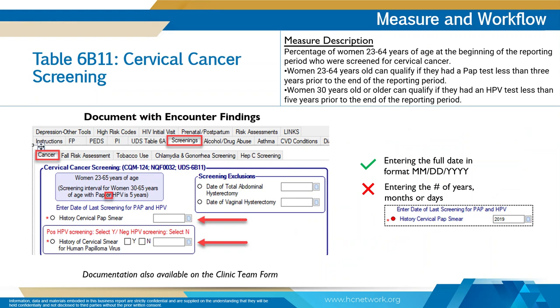The second way to capture this measure is by using encounter findings. In the Quality Measures form, select the Screening tab, then the Cancer tab, and then enter the full date using the two-digit month, two-digit day, and four-digit year of the last Pap smear or HPV completed. Reminder, whenever documenting an encounter finding of this type, it is highly recommended to have a scanned image of the results somewhere in the chart. Documenting these encounter findings will make the patient compliant.